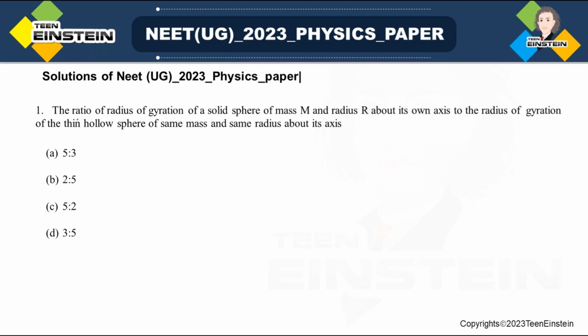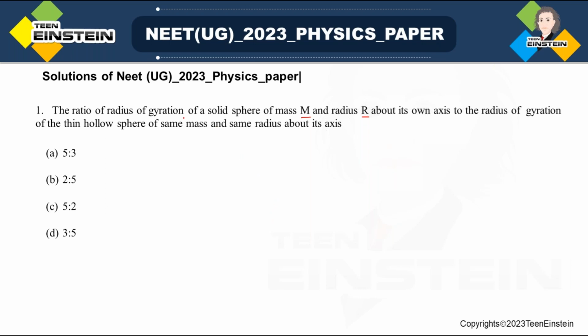we have taken here is: the ratio of the radius of gyration of a solid sphere of mass capital M and radius capital R about its own axis to the radius of gyration of a thin hollow sphere of the same mass and the same radius about its axis. So its axis and its own axis means the axis of symmetry.